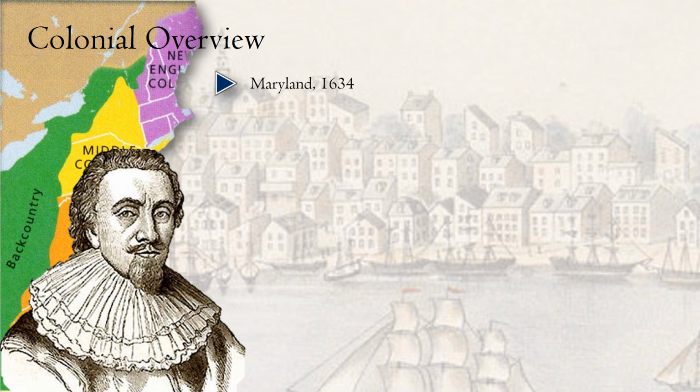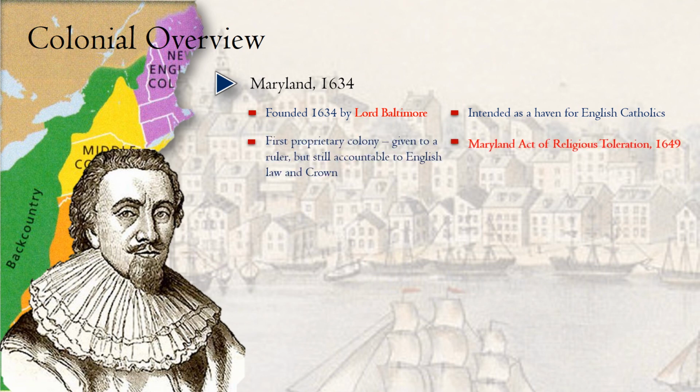So the next one we're going to look at is Maryland, founded in 1634. It was founded by Lord Baltimore, who was a wealthy Englishman, and he was also a Roman Catholic. And he intended the colony of Maryland as a haven for English Catholics. And you can sort of discern that by looking at the name, Maryland, as in the Virgin Mary. This was the first proprietary colony. That is, it was given to a ruler, but still accountable to English law and custom.